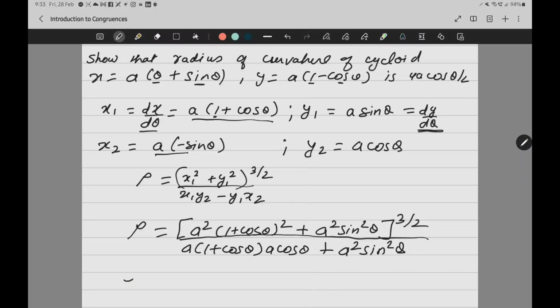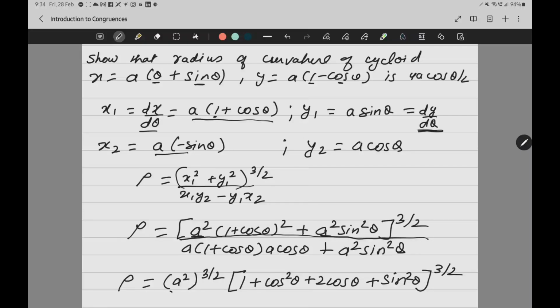Right. Now let us try to simplify this. This a square I can take common, but when I take it common, it will come as the power 3 by 2. Okay, now inside the bracket, (1 plus cos theta) whole square is a square plus b square plus 2ab, plus this sin square theta, power 3 by 2, upon. Now in the denominator, if you observe, this is a and this is also a square, so I can take out a square common here also. Right. So here what is left in the bracket? Cos theta plus cos square theta plus sin square theta.